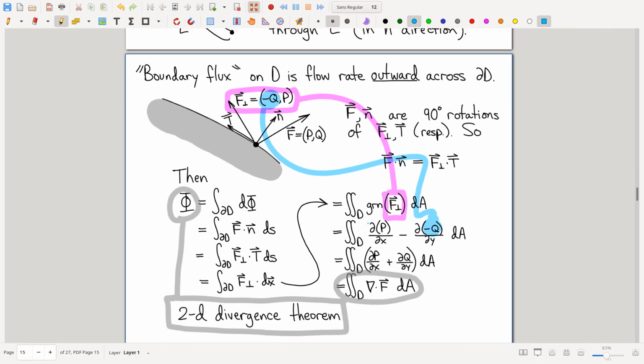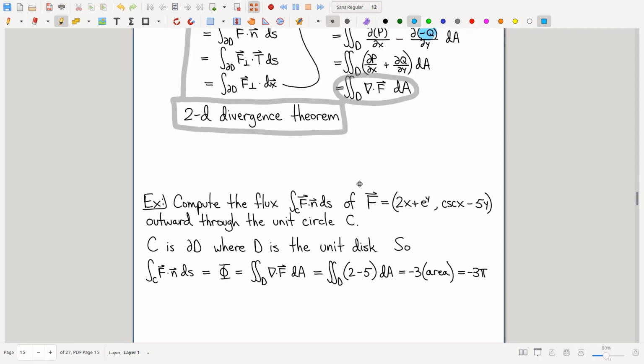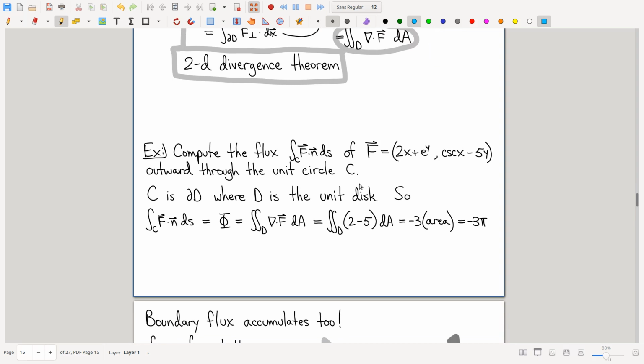Oh gosh, I can't get this thing to quiet. There we go. So real quick, I'm just going to wave my hands at this example down here. This is a straight up plug and chug application where we compute this flux. We do it with the two-dimensional divergence theorem right there. And then all you got to do is just compute the divergence, plug it in, and now you've got an easy double integral. Nothing to it.